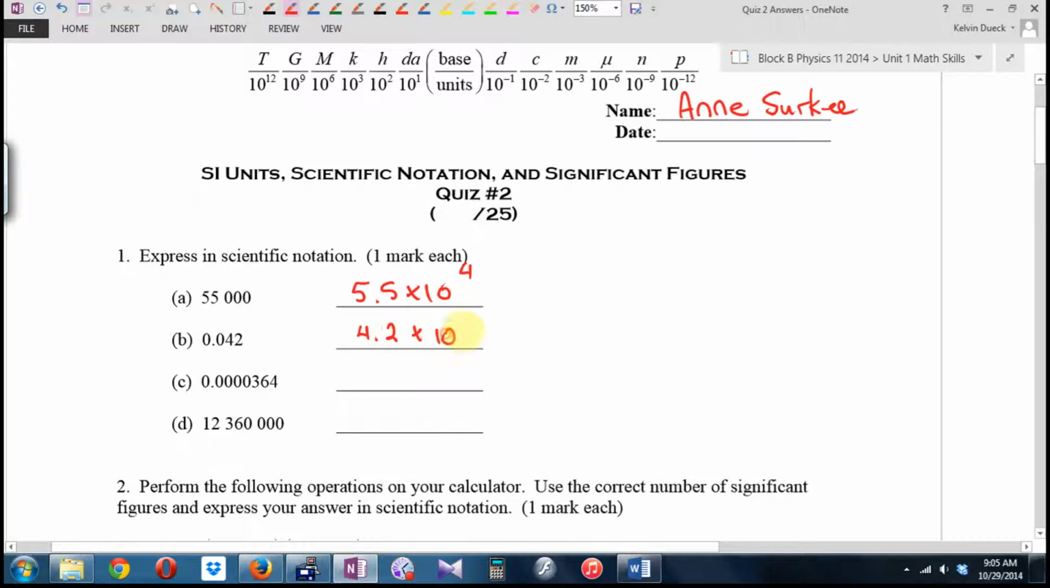4.2 times 10 to the negative, what? 2. Some kids want to say 3. No, it's after the first decimal point. It's after the 4. 3.64 times 10 to the negative 5, right? And if you're having trouble, 1, 2, 3, 4, don't be scared to do that. 1.236 times 10 to the 1, 2, 3, 4, 5, 6, 7. 1 mark each.